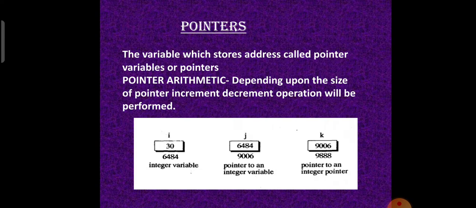In this example, i stores the value 30 and its address is 6484. The address of the variable i is stored as the value of j, whereas the address of j is stored as the value of k. j is called an integer pointer, whereas k is called a pointer to a pointer to an integer. That pointer pointing to an integer pointer is known as k. This is about pointers.